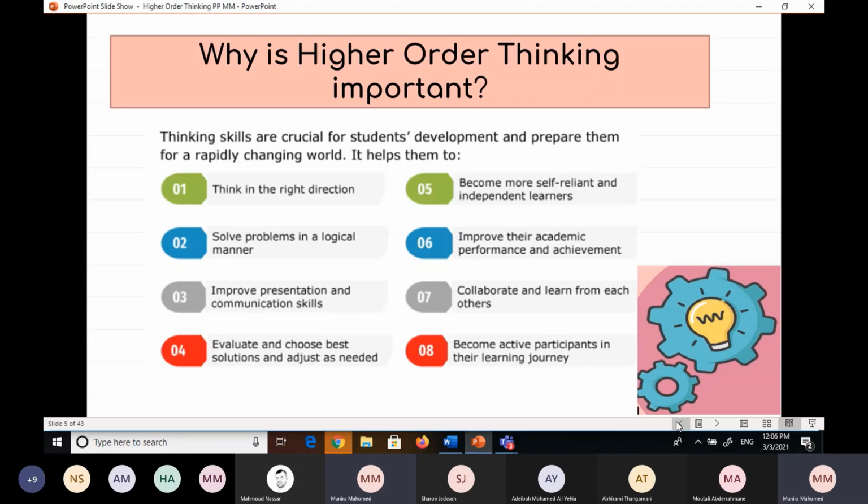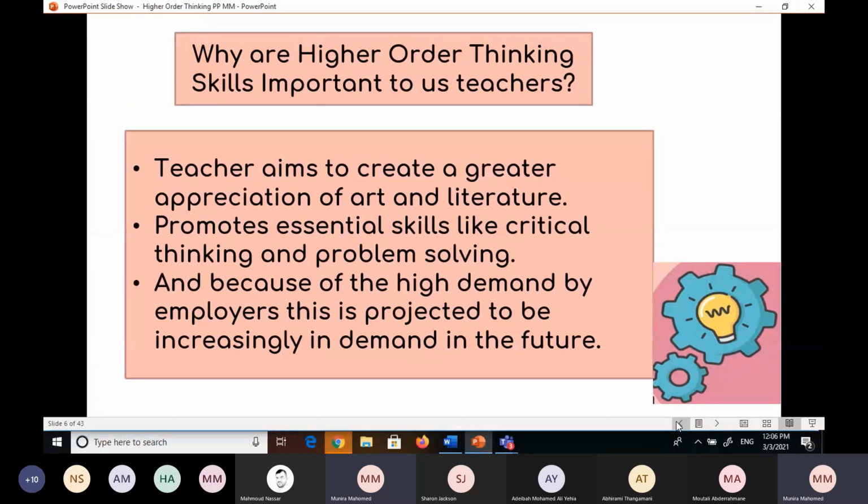They improve their academic performance and achievement. They collaborate and learn from each other as well. They become active participants in their learning journey.